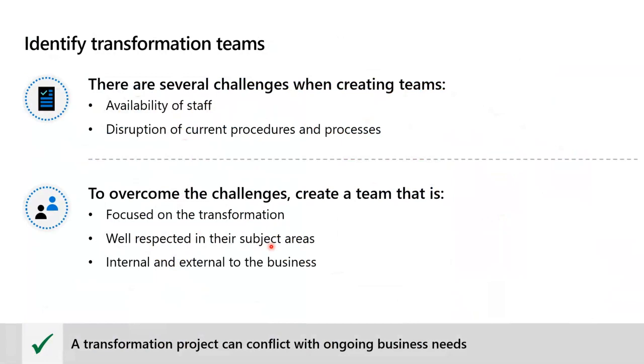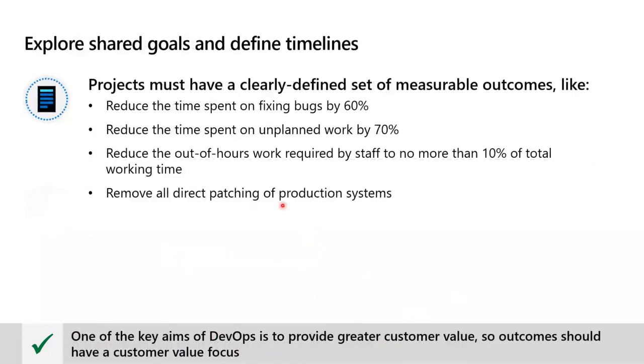Communication is one of the most important aspects in a DevOps team. A transformation project can conflict with ongoing business needs. So again, what are the goals about this? We need to define a strategy that allows us to optimize all of the process, such as, hey, I want to reduce the time that we are spending on fixing bugs. That is one of the main reasons that we want to measure the different activities my teams are working on.